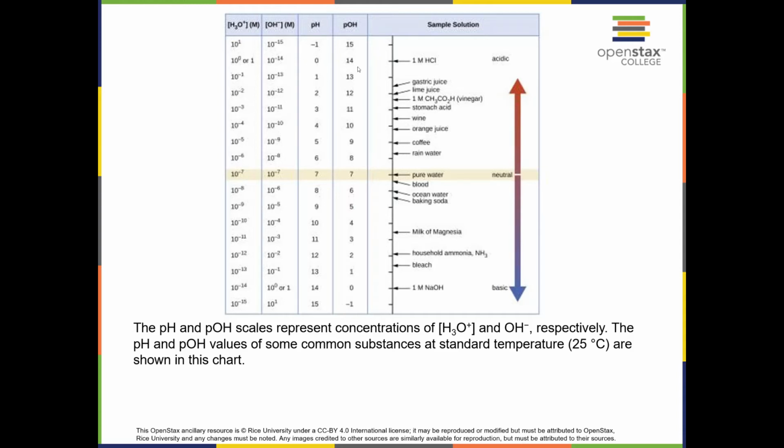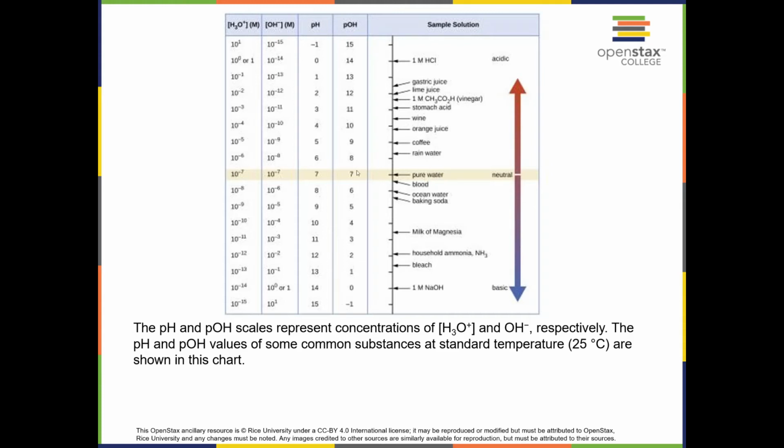So they're opposites. 0 is to 14, 1 is to 13. Said another way, if I added these up across every line, every single one of them would add up to 14 because the pH plus the pOH equals 14. Now let's look at some common things.